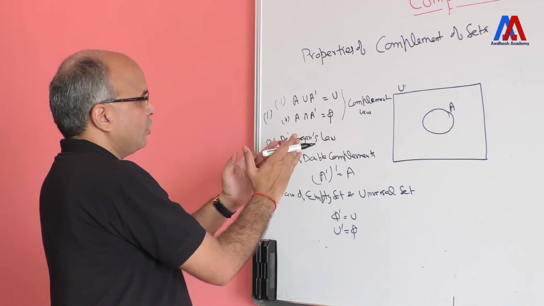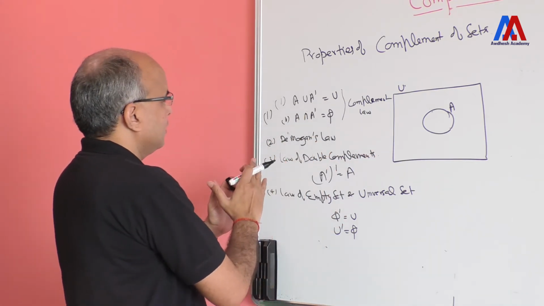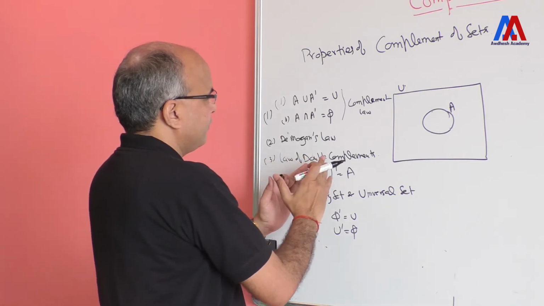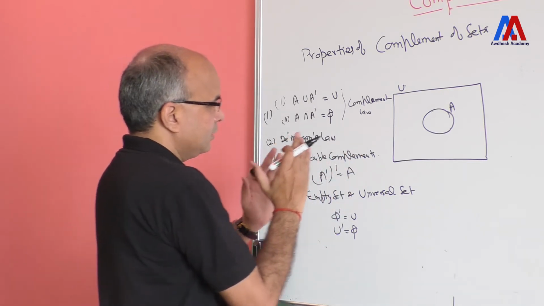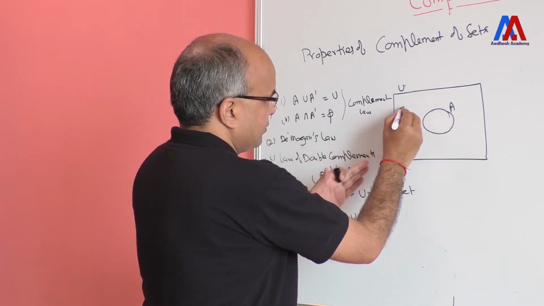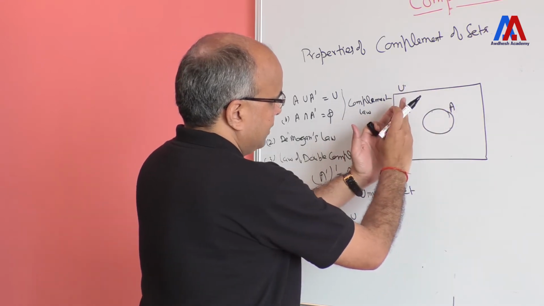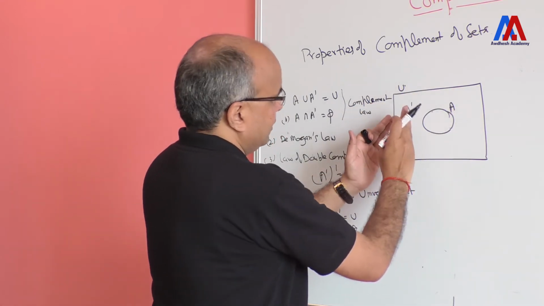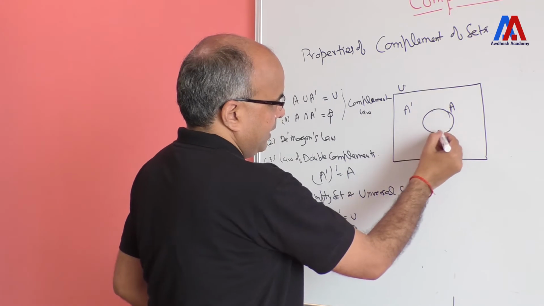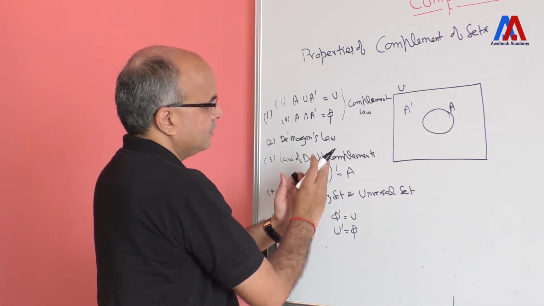The second is De Morgan's law, which we have already learned and discussed in detail. The third is called the law of double complements. If we take the complement of A, it becomes A dash, and this is the entire area. Now if we take the complement of A dash, then what is left is nothing but A, and therefore A dash double dash is equal to A.